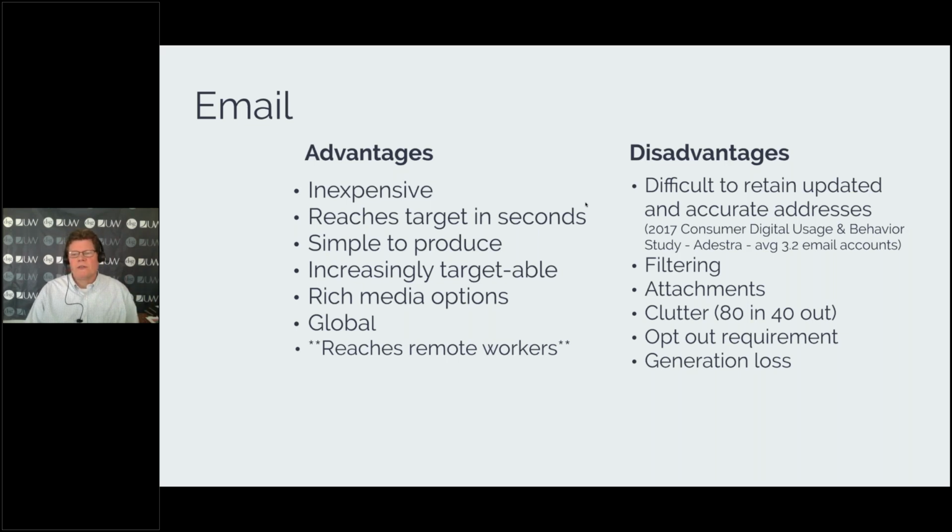Disadvantages: it's difficult to retain updated addresses and actually get the right address, right? Most people in the United States in 2017 had 3.2 email accounts. Filtering attachments, DMA last year said the average American worker gets 80 emails in and only sends 40 out. That's an imbalance. That's why we don't download the pictures. Certainly, about the opt-out requirement, and there's a generation loss, right?